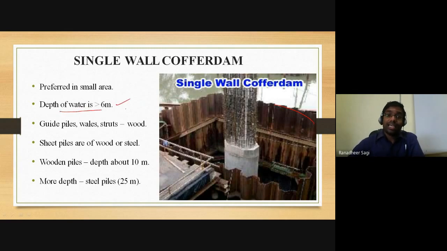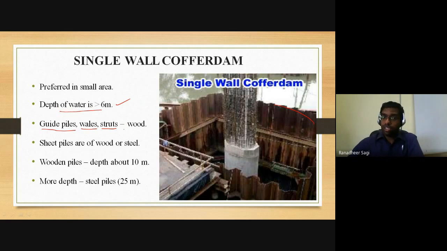These kinds of single wall cofferdams are preferred whenever the depth of the water flow there is greater than 6 meters. However, the area in which that cofferdam construction can be taken up is relatively small. In this typical type of single wall cofferdam construction, you are going to have guide piles. You are also going to have wales and struts, which can be made either of wood or of steel.